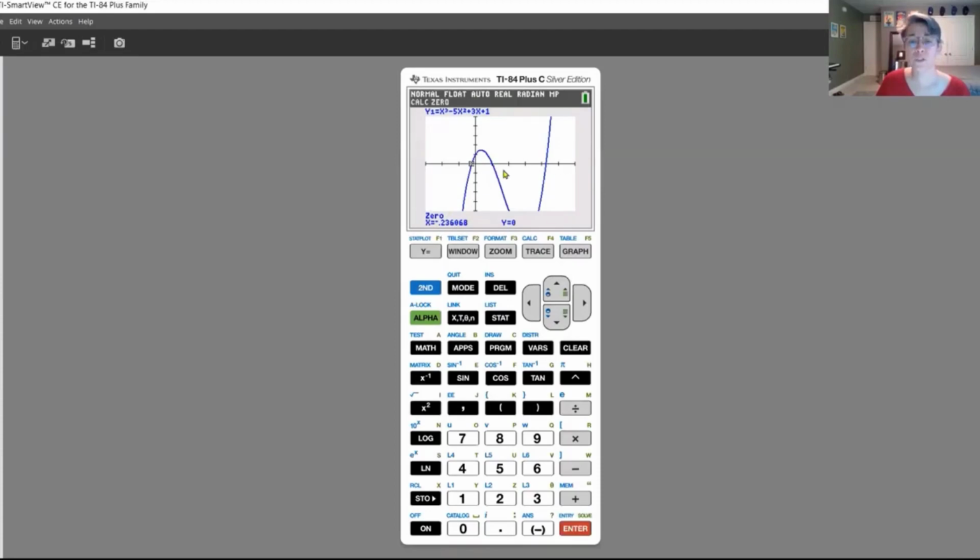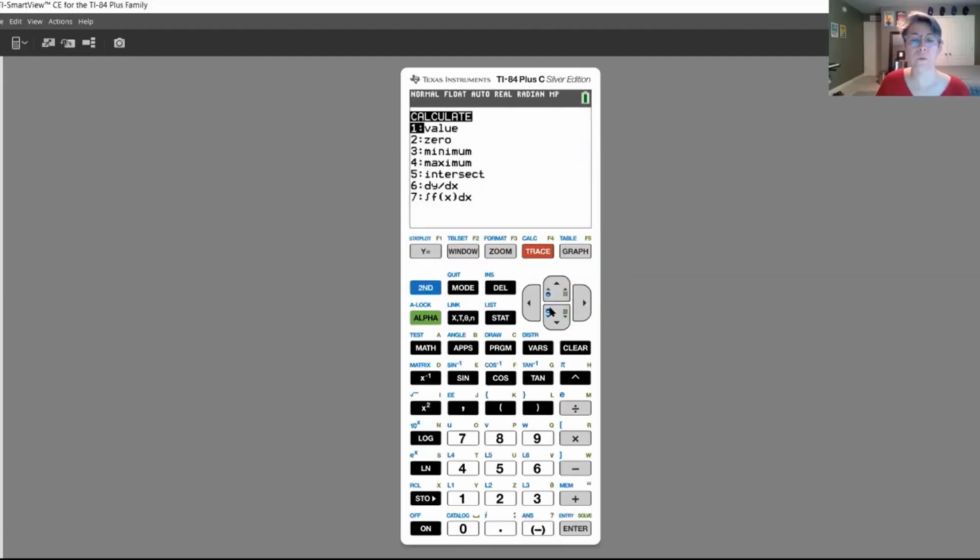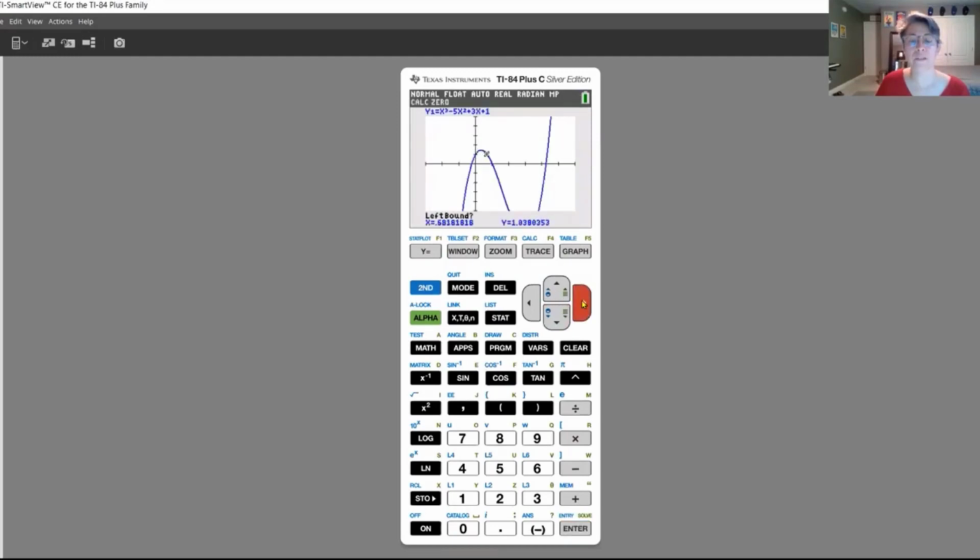Notice we have 2 more solutions, so we're going to do the same thing. We're going to go back to second function calculate. We want to calculate a 0 again, but this time we want this other 0. So I'm going to go to the left of that 0. So left bound right here, hit enter. So that line needs to be to the left. And then right bound. All right, so we're going to go over here towards the right side. I can make it a little bit wider so you can see.